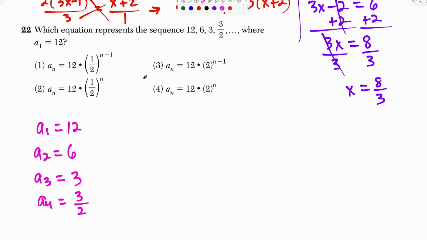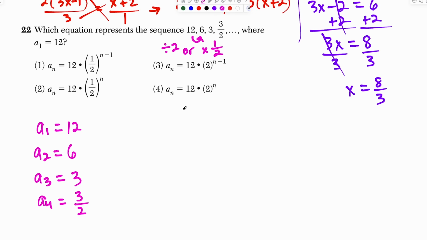And what I like to do for questions like this is first I like to identify what's the pattern. And to go from one term to the next, what's going on here is that we are dividing by 2. We're doing 12 divided by 2 is 6. 6 divided by 2 is 3. 3 divided by 2 is 3 over 2. So we could say we're dividing by 2, or we could say we are multiplying by 1/2. So this is going to be a geometric sequence here because we are multiplying by the same thing to get from one term to the next.